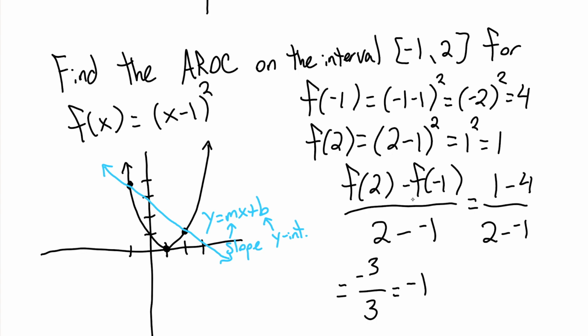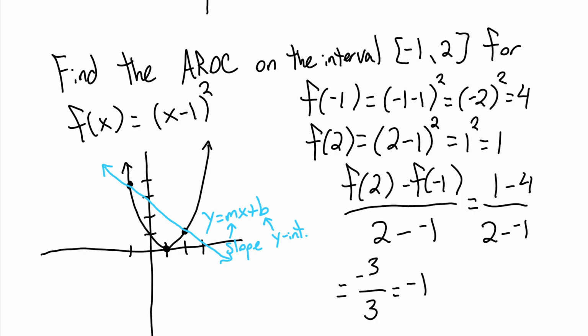So it doesn't matter what order you do them in. It's like the difference between finding the average rate of change between -1 and 2 versus between 2 and -1. It doesn't actually make a difference. As long as you're consistent on the top and the bottom, the math will work out.